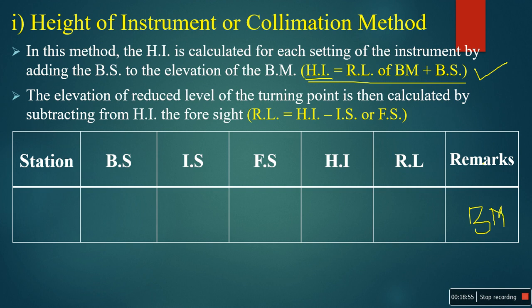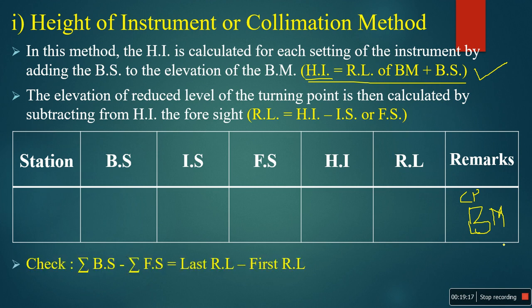After shifting of the instrument, that point will act as a change point, so again you write the point name in the remarks column. Then lastly, there is a check for the height of instrument method. The formula is summation of BS minus summation of FS equals last RL minus first RL. This is the check formula after calculation of the table using the height of instrument method.